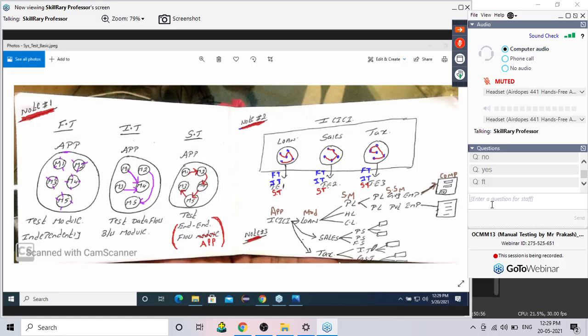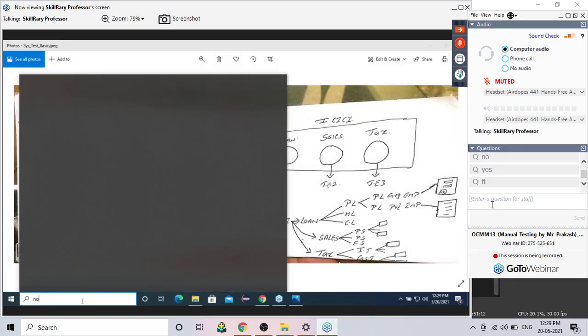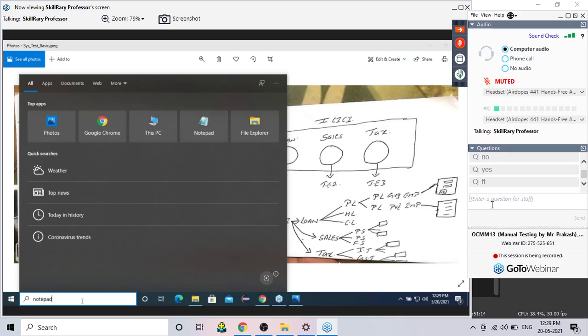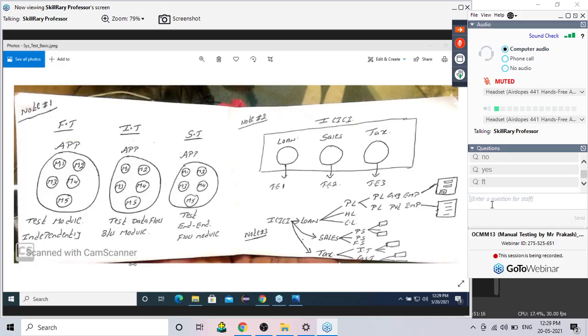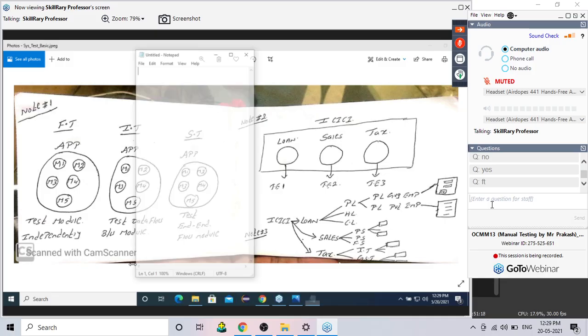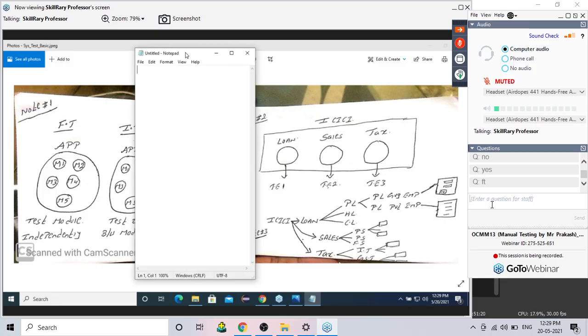Okay. One more simple example I'll give you guys. Wait. Let me remove this diagram. Again, I said you will come back. After the real-time example, we'll come back to this. Let me take one notepad. Now observe.